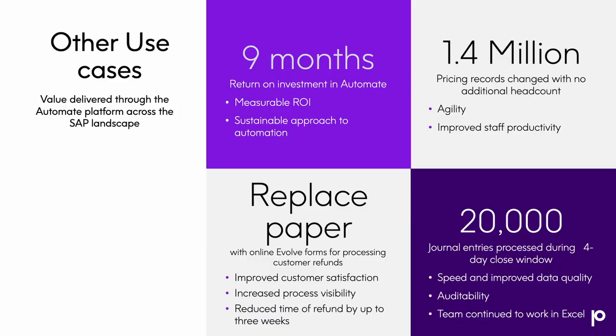20,000 journal entries in a very tight 4-day closing window was one of the requirements that one of our customers had. They're already working in Excel, and they needed to be able to manage those Excel files that their journal entries were in through a complex, contingent workflow. So depending on the value of that journal entry, it could either post automatically to SAP or it could go to multiple levels of approval.